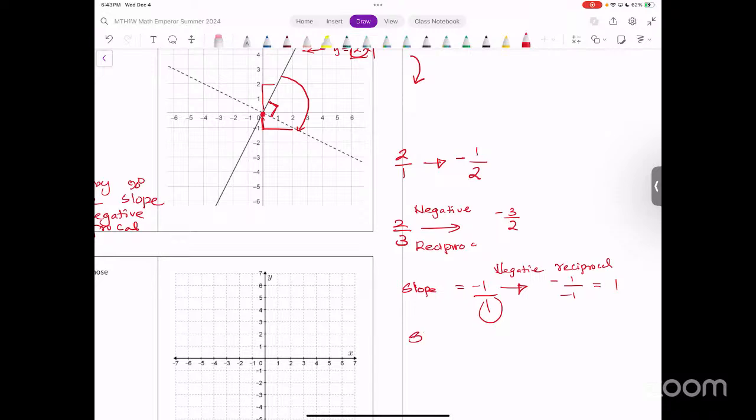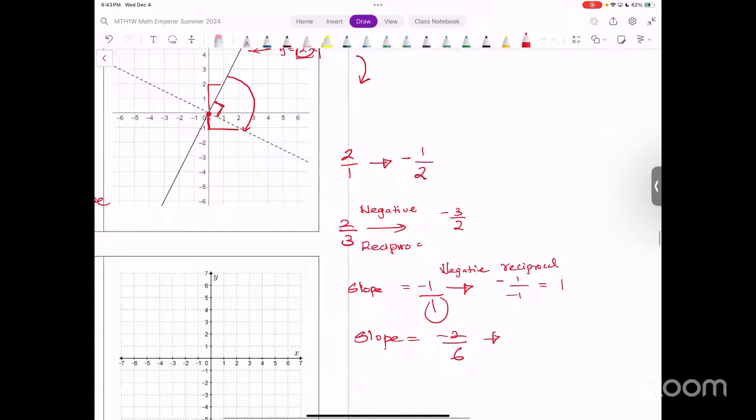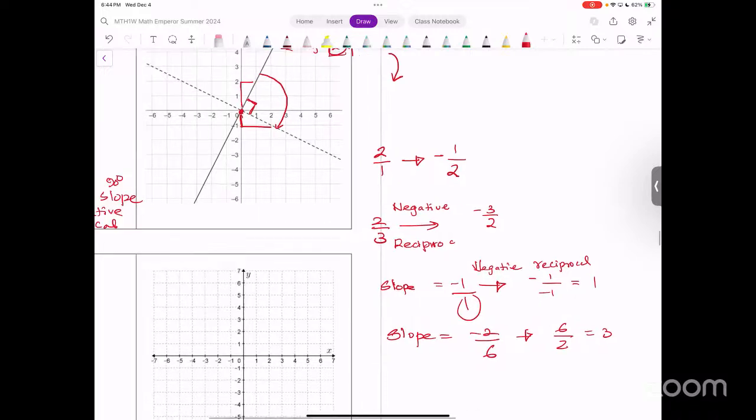Let's say the slope is -2 over 6. So Vishali, what is the negative reciprocal of that? 6 over 2, that's right, positive, because the negative sign will change the negative to positive. That is going to be clear. Are you guys following that? Yes. All right, guys, are you following that?